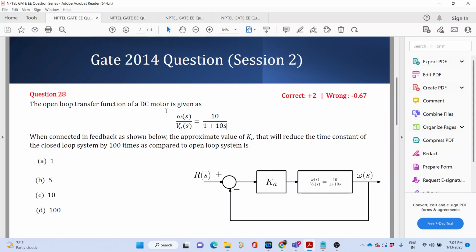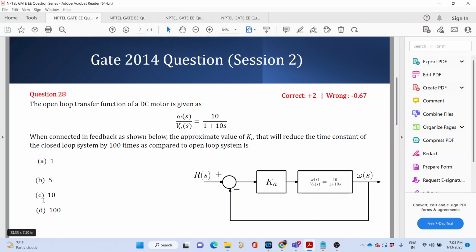Okay. And it has been told that this motor, which is actually acting as a plant, is connected in a unity feedback loop, as you can see on the diagram given in the question. What is asked is: what should be the value of K that would reduce the time constant of the closed loop system by 100 times as compared to the open loop system? This is the open loop system or the plant, and I want to choose a value of K so that the time constant of the closed loop system becomes 100 times smaller than the time constant of the open loop system.